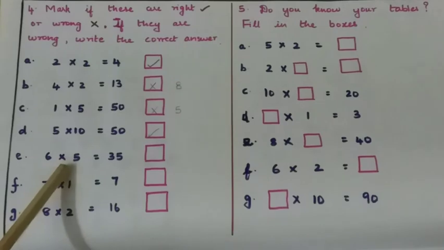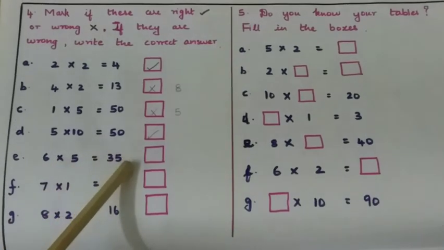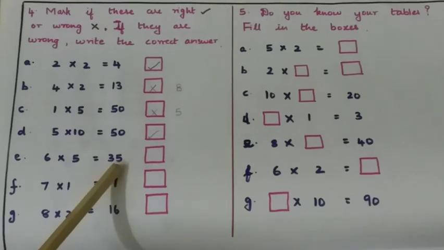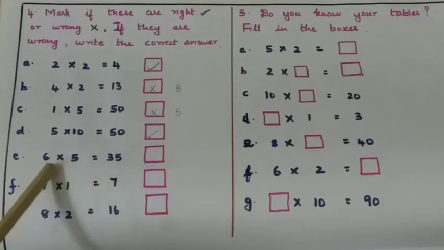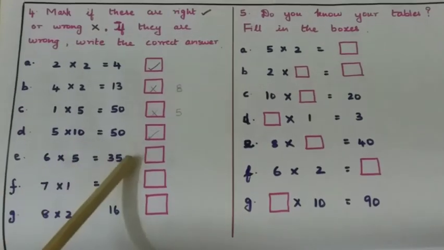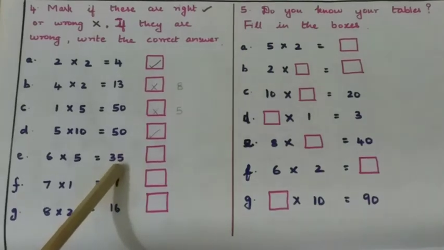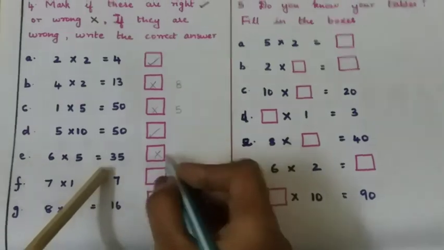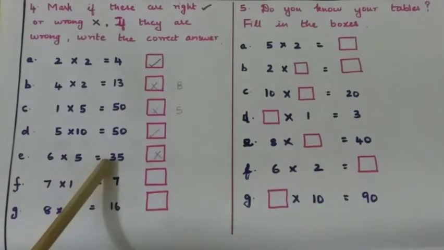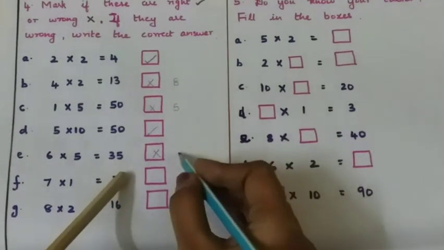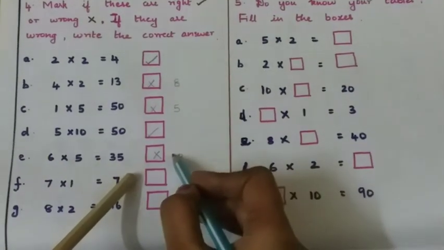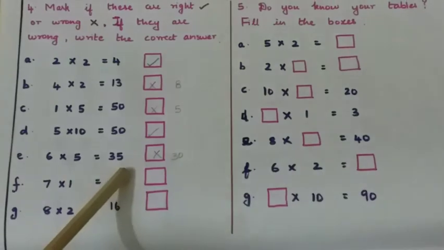If you take the next one, 6 into 5 equals 35. Is this correct? No, it is not. Why is it not correct? 5 when being multiplied by an even number will give the result ending in 0 and not in 5. So this is wrong. But the child should also know the correct answer. What is the correct answer? We know the result is going to end in 0 and half of 6 is 3. So 30 is the answer.